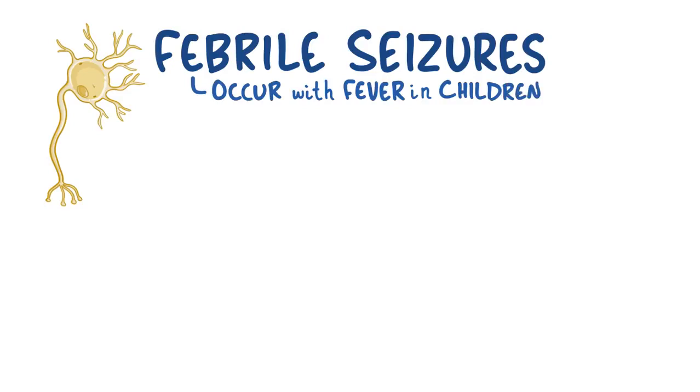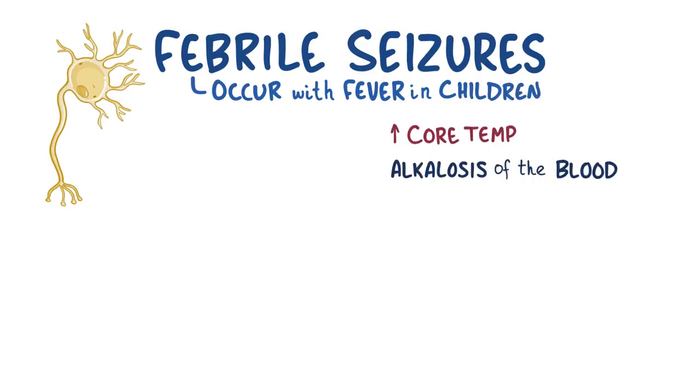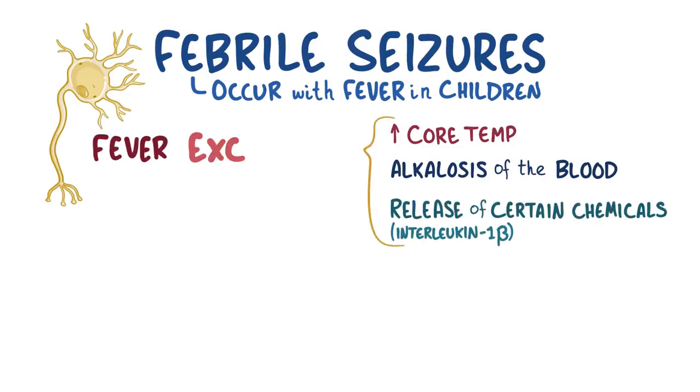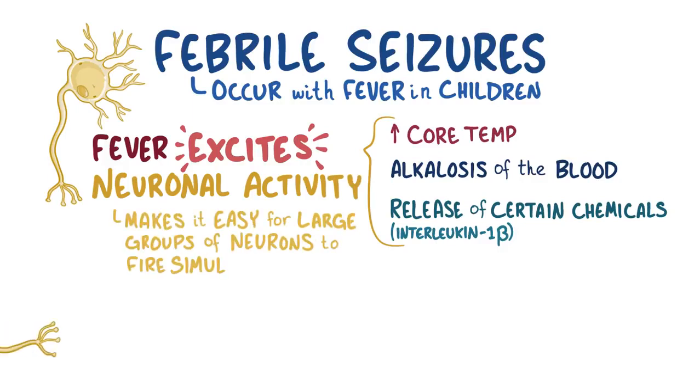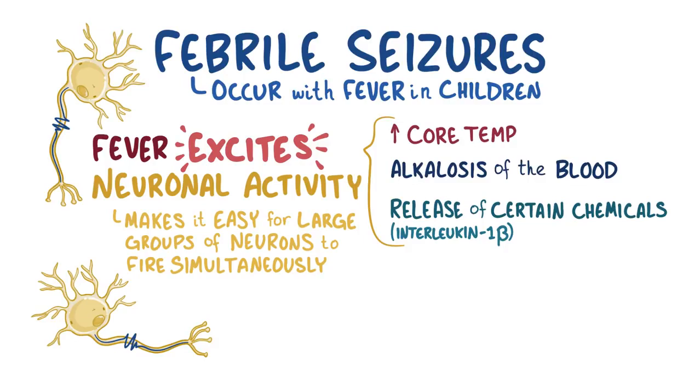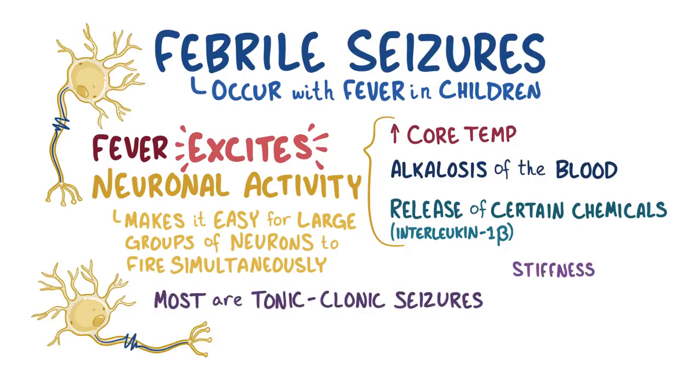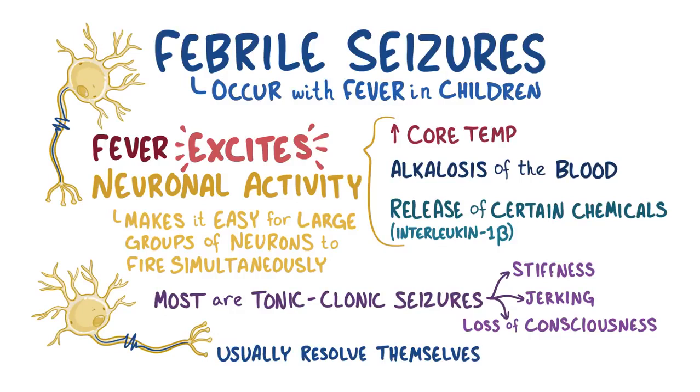Alright, as a quick recap. Febrile seizures are seizures that happen together with a fever in children. Whether it's through an increase in body temperature, the alkalosis of the blood, or the release of certain chemicals like interleukin 1 beta, fever seems to excite neuronal activity, which makes it easy for groups of neurons to start firing simultaneously, over and over again. Most febrile seizures are generalized tonic-clonic seizures that cause stiffness, jerking, and loss of consciousness. Thankfully, most febrile seizures resolve themselves without any treatment and don't cause any long-term harm.